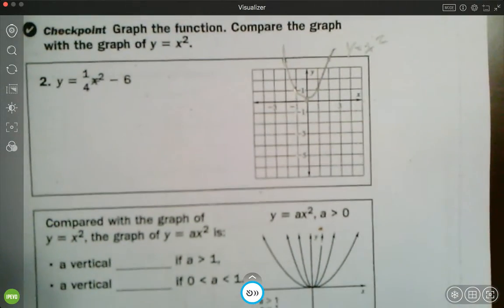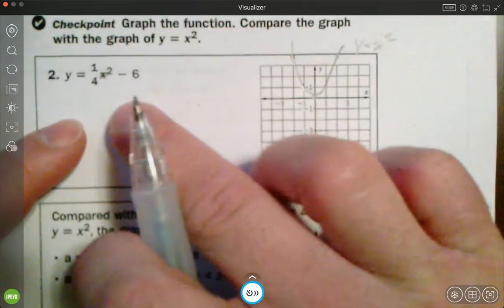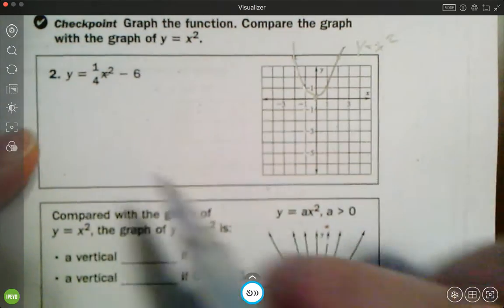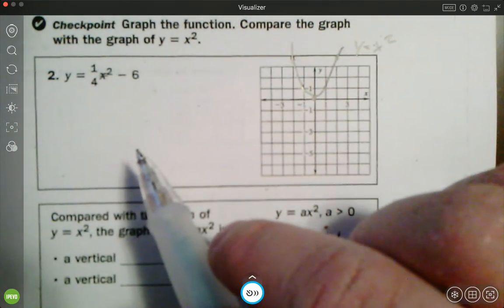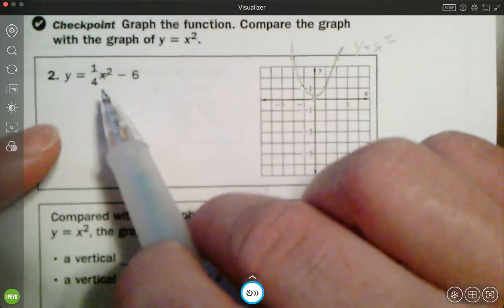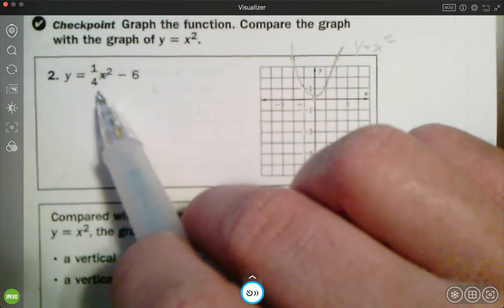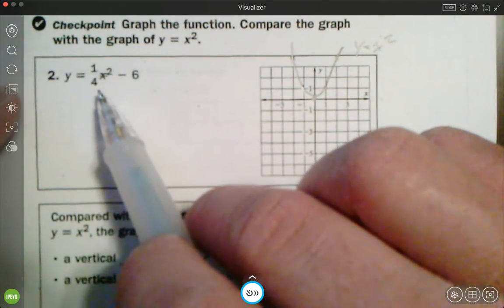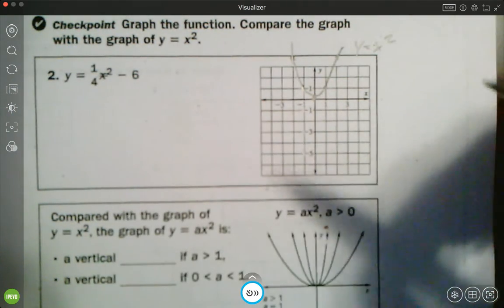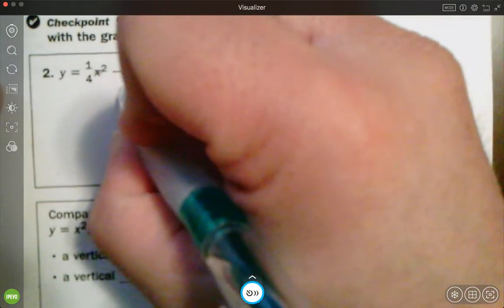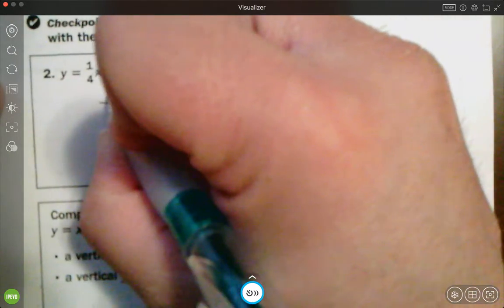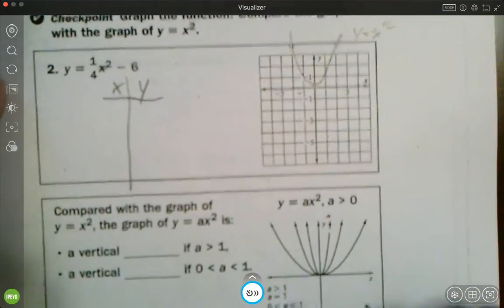Okay, going back to my tip, for example, I would definitely not choose 3. 3 squared is 9, and 9 times 1/4 is 9/4, which is kind of gross. So when you do your table of values, you choose x and y, and you definitely choose 0.